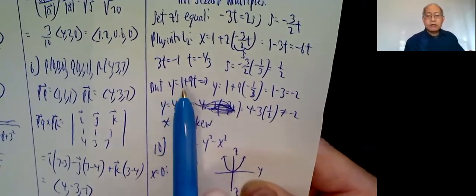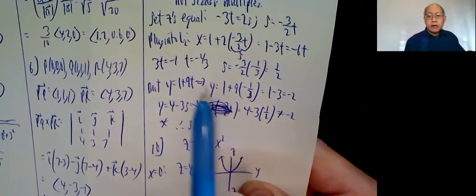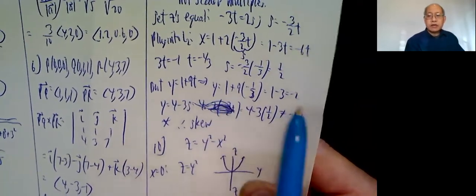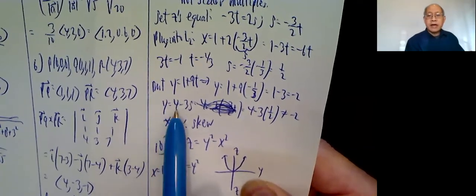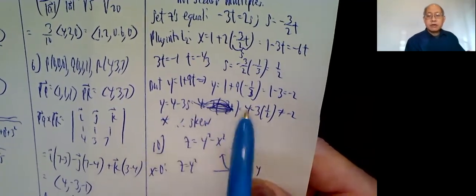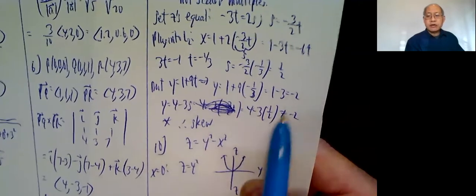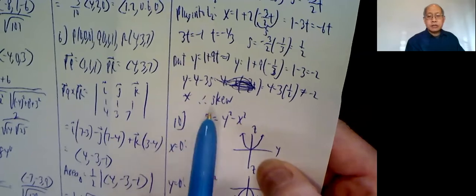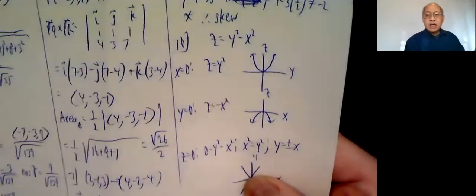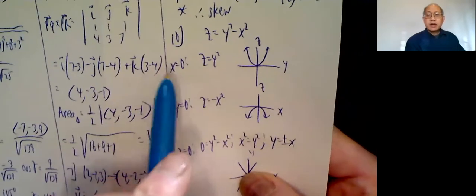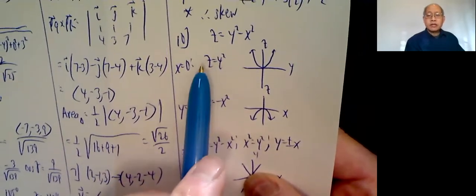So if you plug in y equals 1 plus 9t, y is 1 plus 9 times -1/3, it comes out to be -2. But if you plug in y is 4 minus 3s, plug in the s value, you get 4 minus 3 times 1/2, which is not equal to -2. Okay, so that's a contradiction. That symbol means it's a contradiction. So that means they're skew. Right, they're skew.